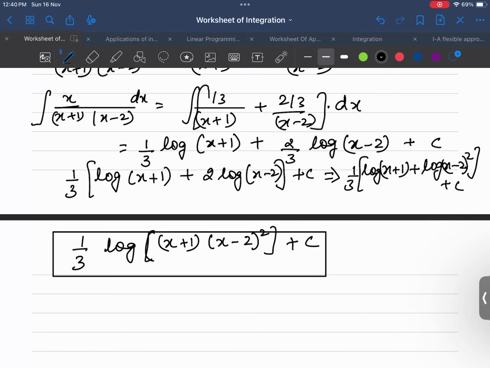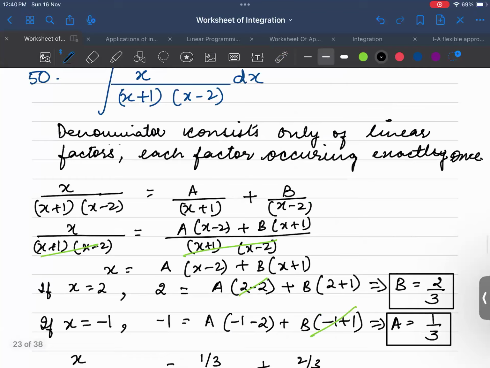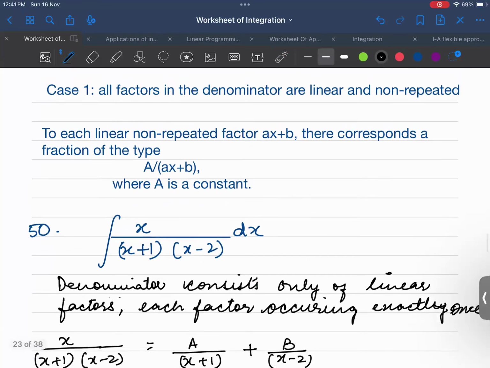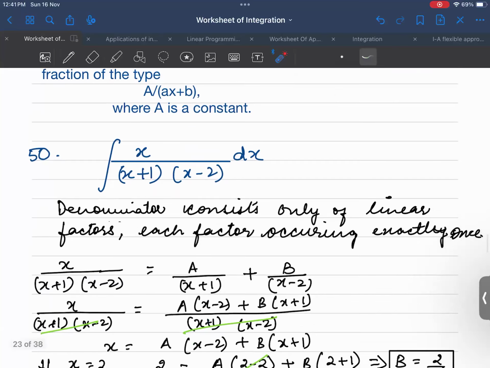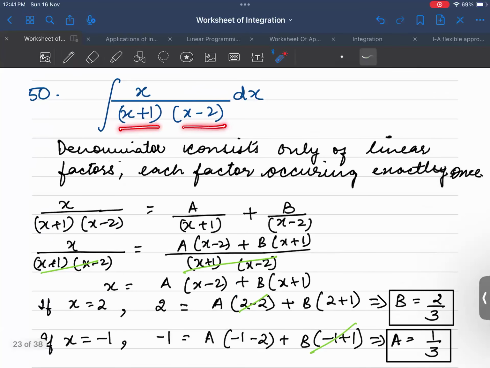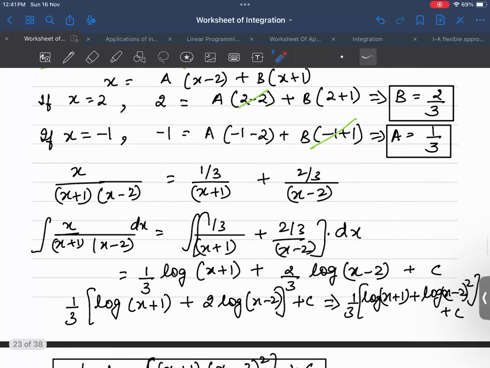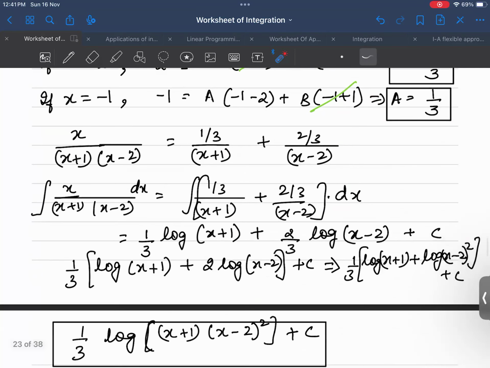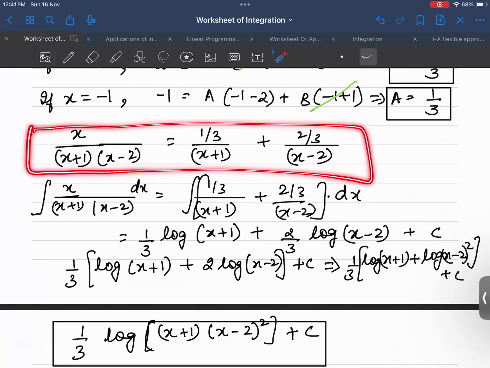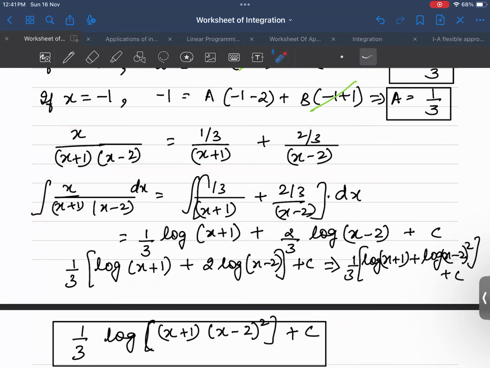I think it's easy. What we have done, let me tell you again. Simply, each non-linear repeated factor corresponds to a fraction of the type a upon ax plus b for each corresponding fraction. Now, in this, there are two factors, so we have taken the two constants a and b, and we have kept a upon x plus 1 and b upon x minus 2, and then we have solved it. Whatever values we get for a and b, we have kept in this equation and solved it further, and we get this, and we have integrated it, and we get the result.